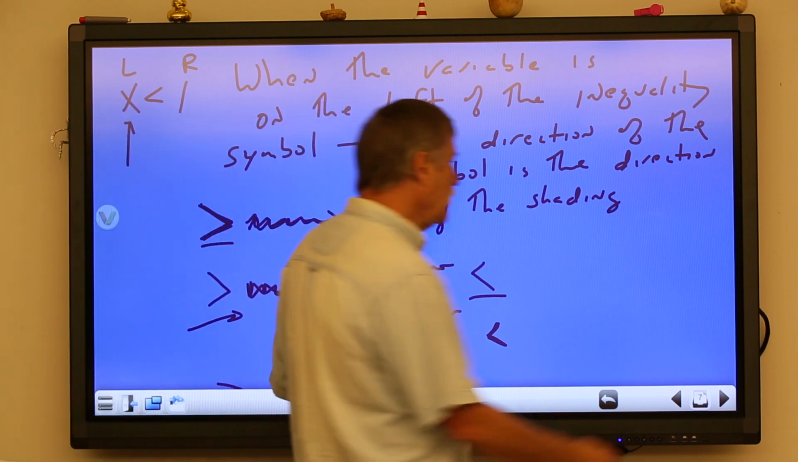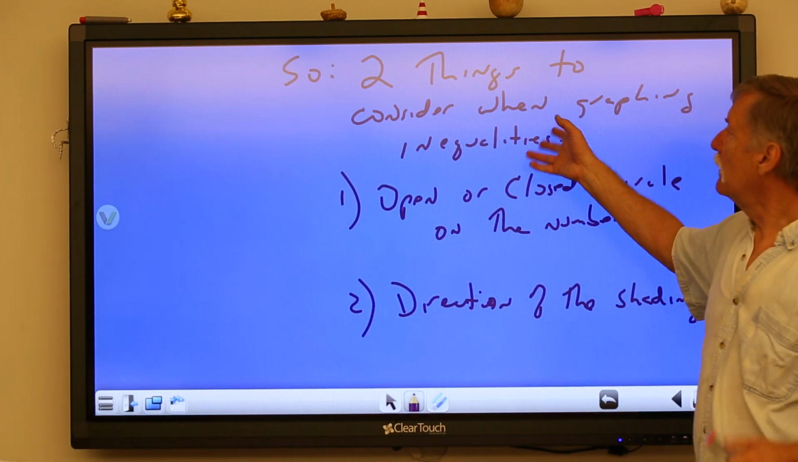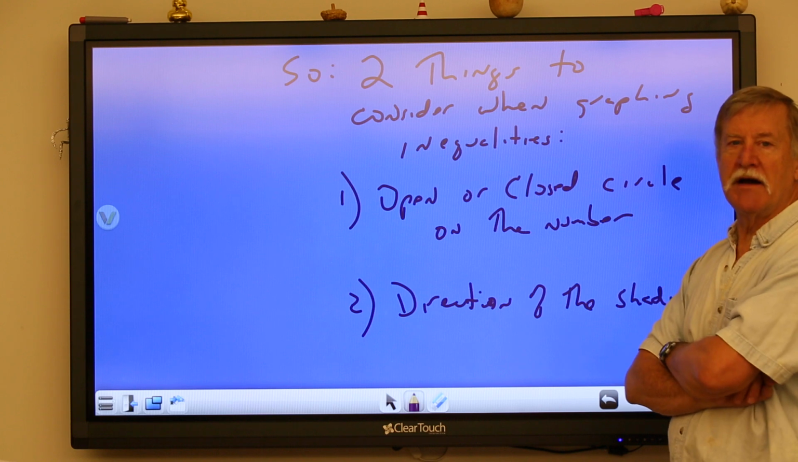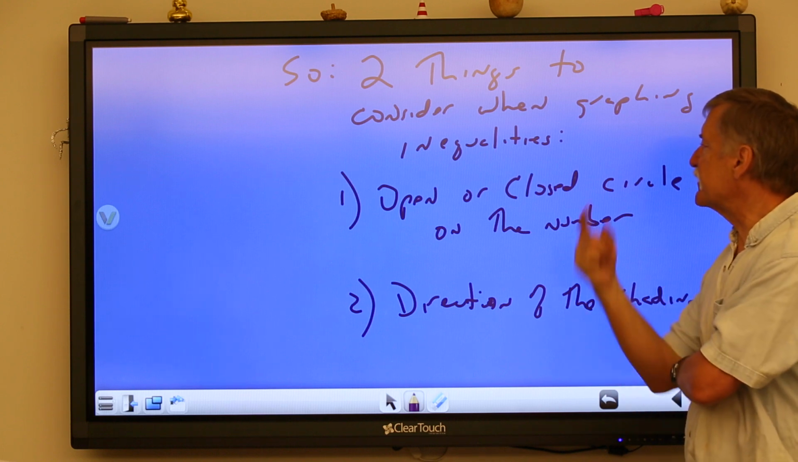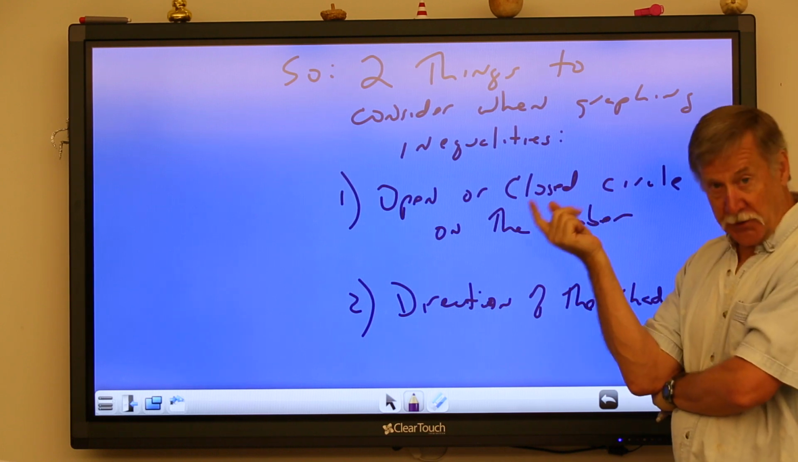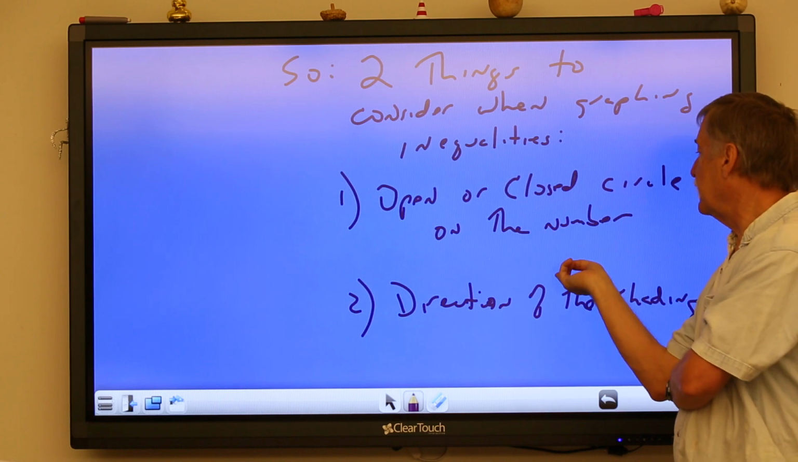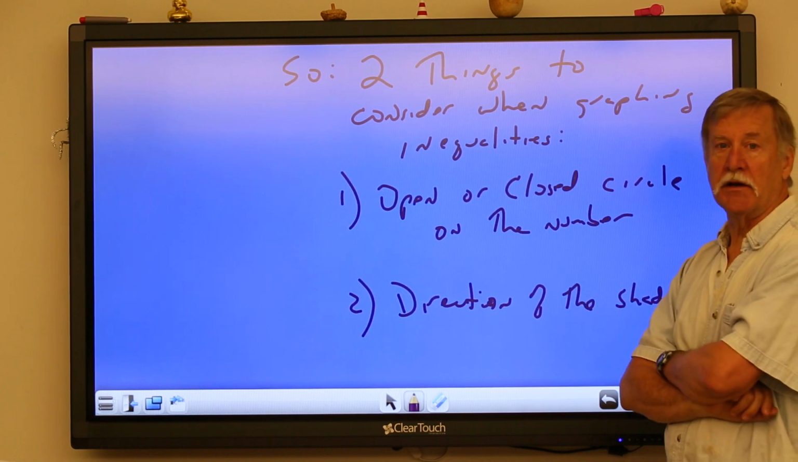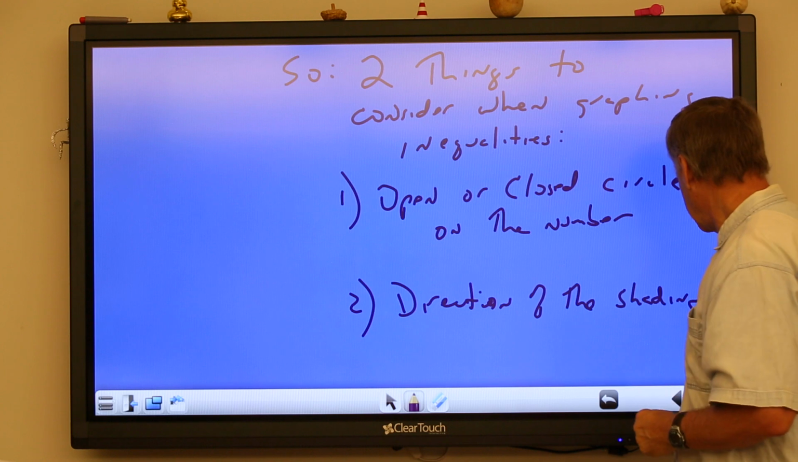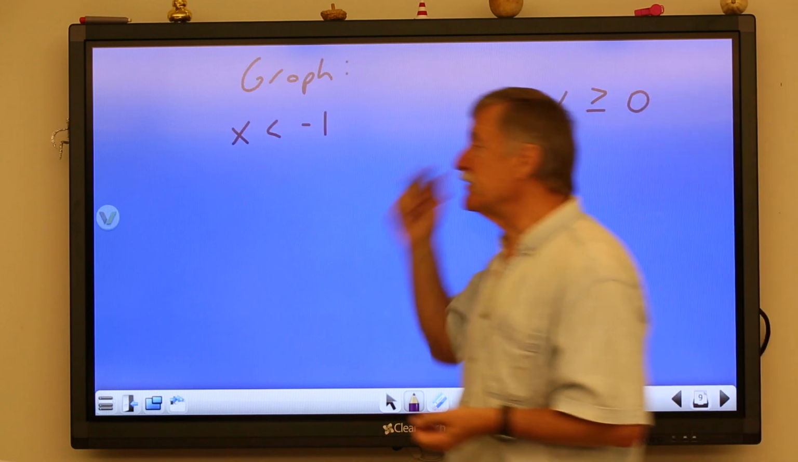So, with those two things in mind, when we graph inequalities, we simply ask ourselves, do I do an open or a closed circle? And then the direction of the shading. Piece of cake. Let's look at some examples here.